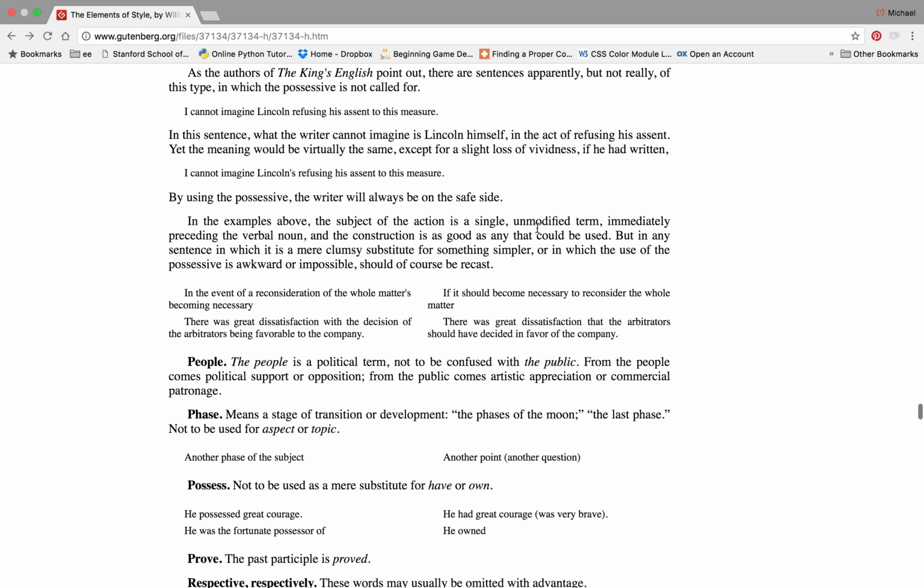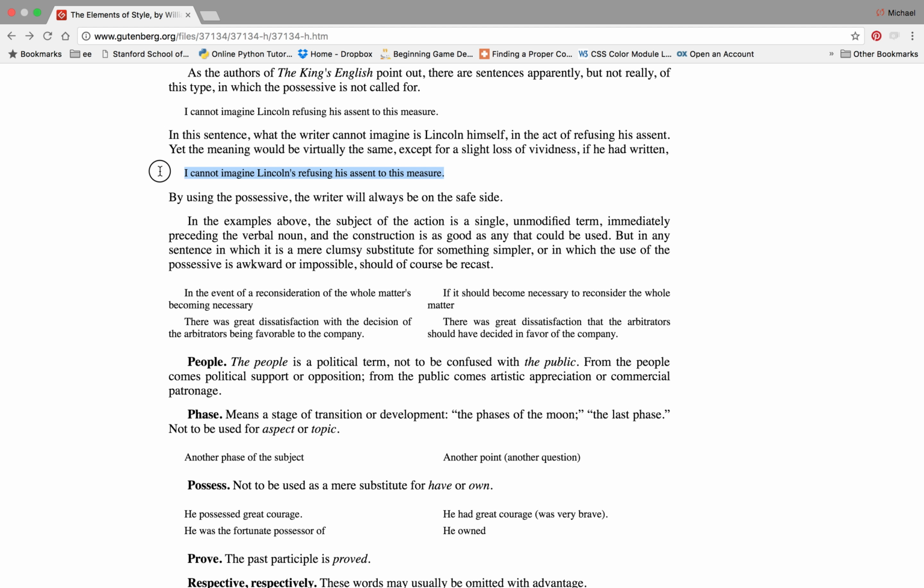As the authors of The King's English point out, there are sentences apparently, but not really, of this type in which the possessive is not called for. I cannot imagine Lincoln refusing his assent to this measure, as opposed to saying, I cannot imagine Lincoln's refusing his assent to this measure. By using the possessive, the writer will always be on the safe side.